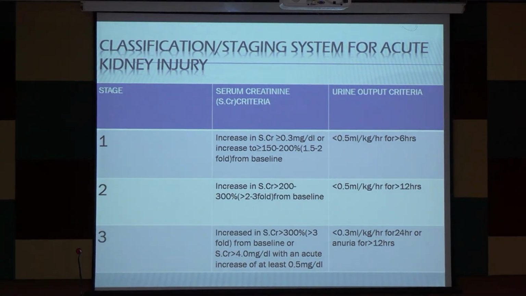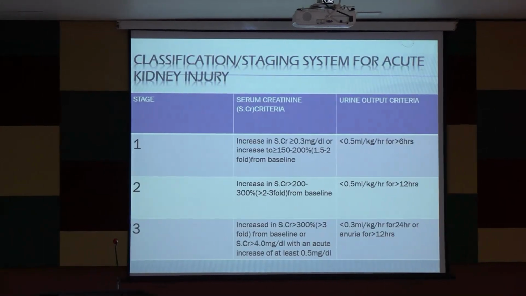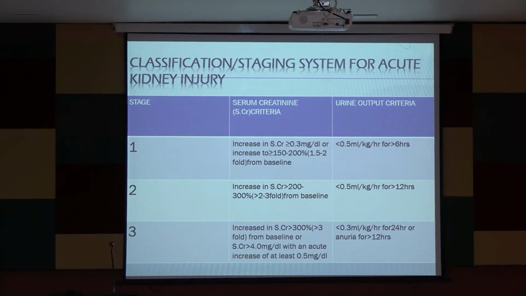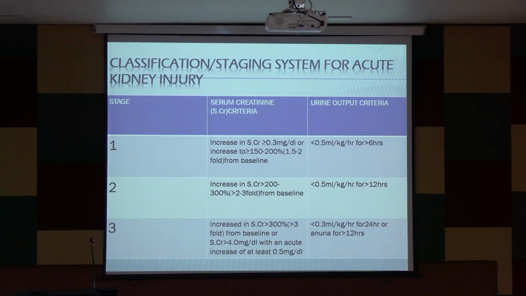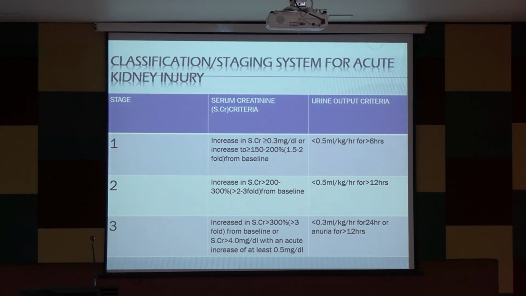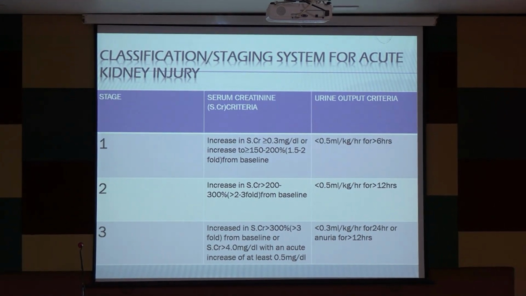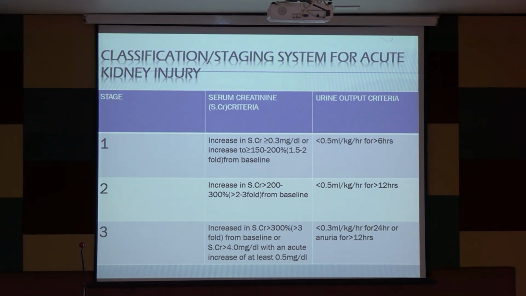Classification or staging of the acute kidney injury. You will remember the first one. If the serum creatinine level increases by 0.3 milligram per deciliter, or by 150 to 200%, or a 1.5 to 2-fold increase from the baseline creatinine level, that is the lab parameter. It can be diagnosed by the lab parameter or by simply measuring the urine output. If the urine output is less than 0.5 ml per kg per hour for more than 6 hours, then we can call it an acute kidney injury.